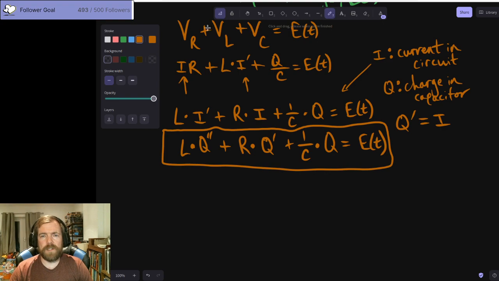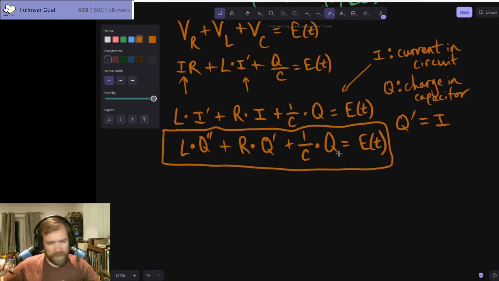Okay, so the sum of the voltage drops across each of the components is going to be equal to our impressed voltage, E of t. We found what each of those voltage drops is going to be in terms of either I prime or Q. And then as it turned out, I is just the same as Q prime, therefore I prime is going to be Q double prime. And then we can substitute in. We end up now with a second order differential equation.